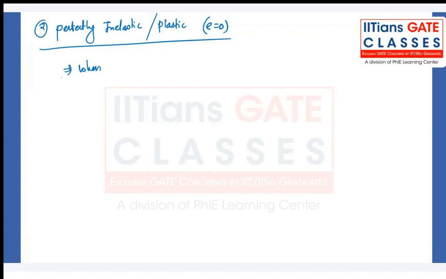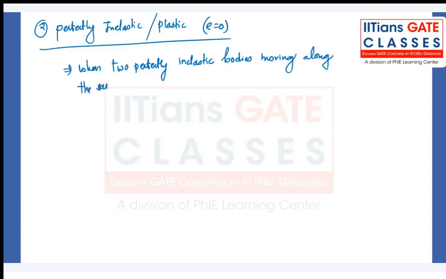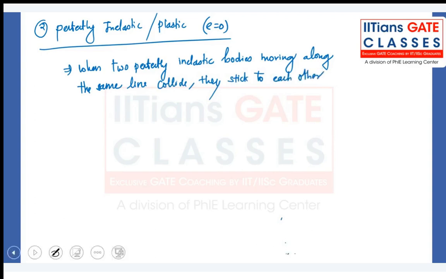When two perfectly inelastic bodies moving along the same line collide, they stick to each other. Basically, they deform, you can say. They are sticking to each other, means they are deforming, and then you call it as a plastic collision.